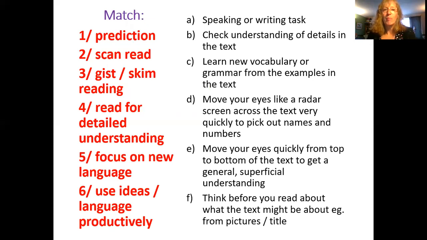Can you now match the stages of a reading lesson with the description or examples? So you're matching the numbers with the letters. Let's try one together. Number 1, which letter do you think? Yes. Number 1 is F, 1F. Can you match the others? I'll give you 5 minutes. Pause the video.